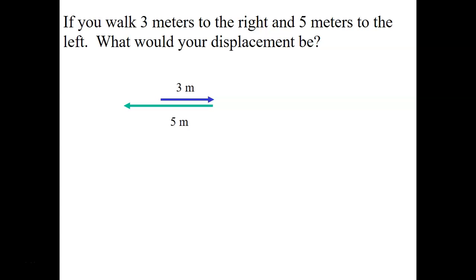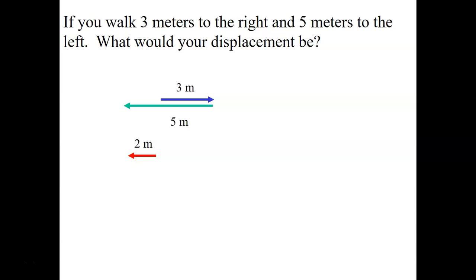Now let's add 3 plus 5, and we will not get 8. We're going to add 3 meters to the right and then 5 meters to the left. Where is my displacement? What's my displacement going to be? Well, from start to finish, it's going to be 2 meters to the left. So here, 3 plus 5 equals 2.